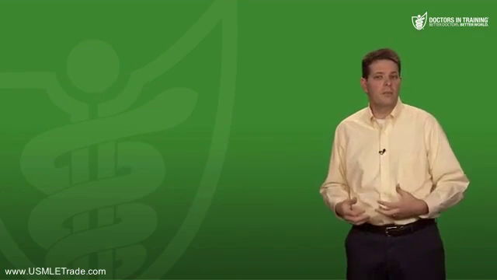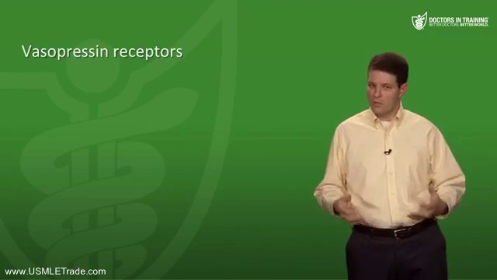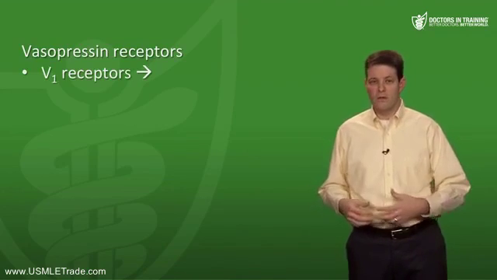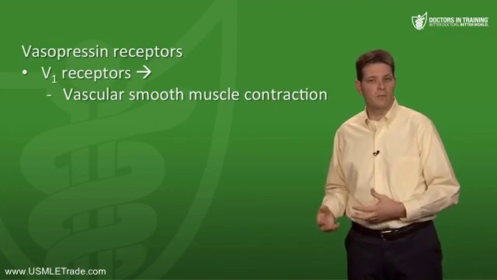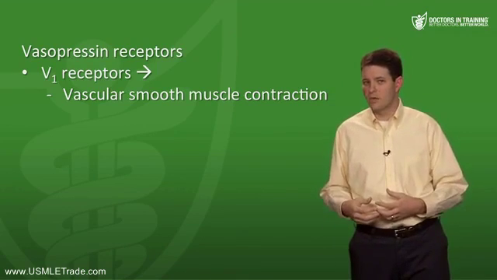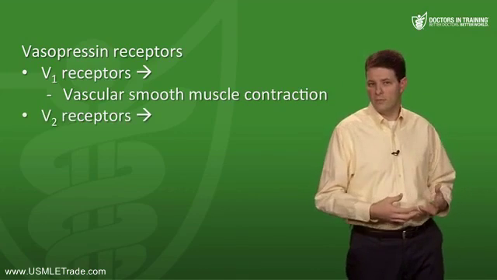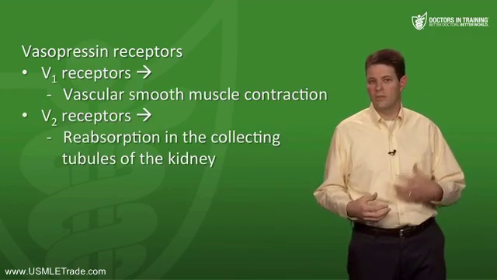Then one more group of receptors that are linked to G proteins are the vasopressin receptors. Now there are two different subtypes of vasopressin receptors. V1 vasopressin receptors cause vascular smooth muscle contraction. So sometimes vasopressin is given during codes to cause some vasoconstriction. And then the V2 vasopressin receptors are going to increase reabsorption in the collecting tubules of the kidney.